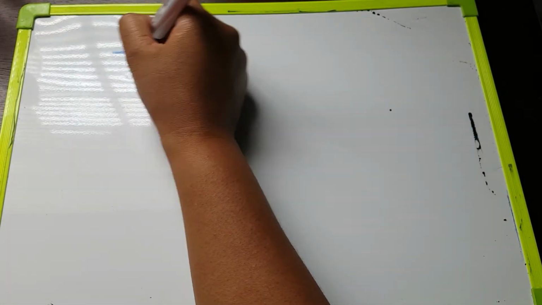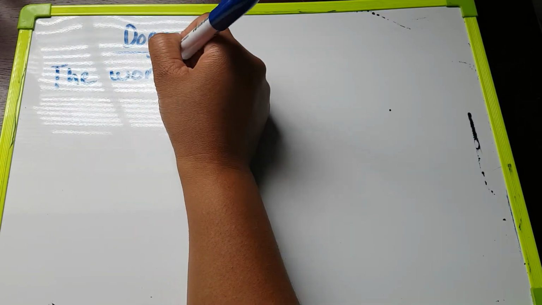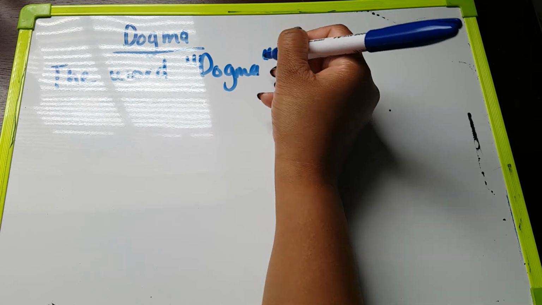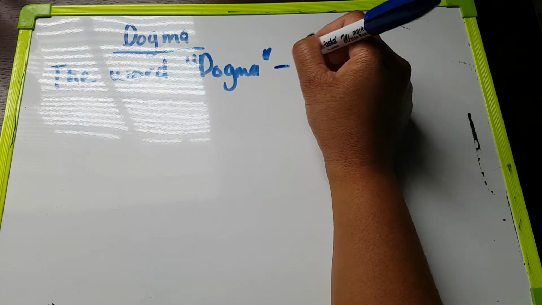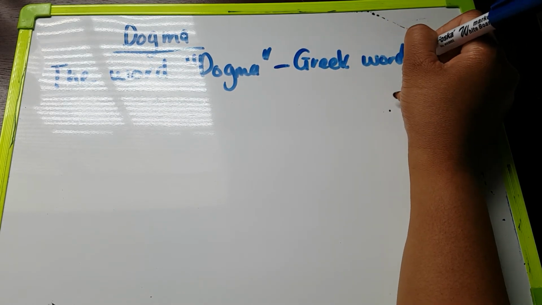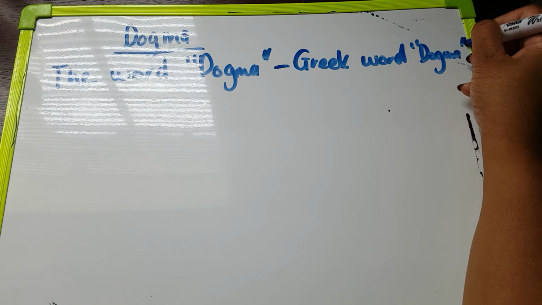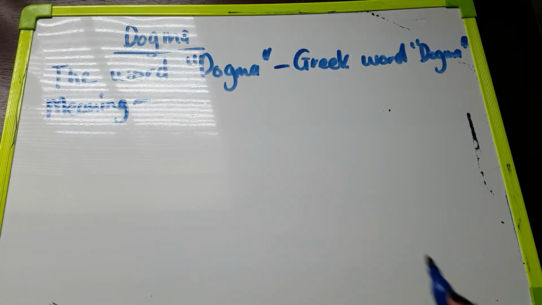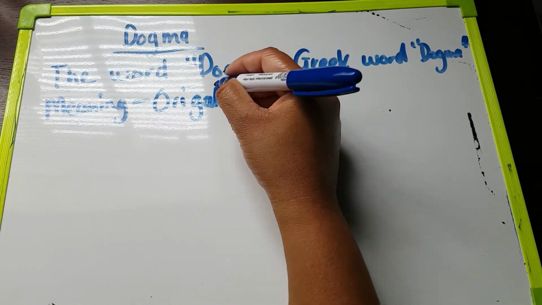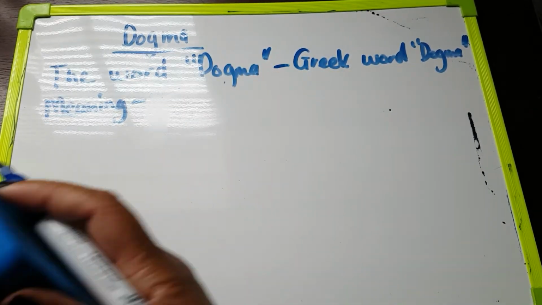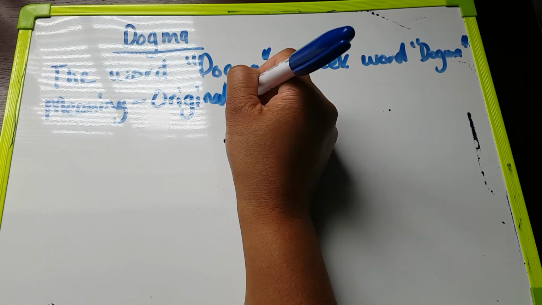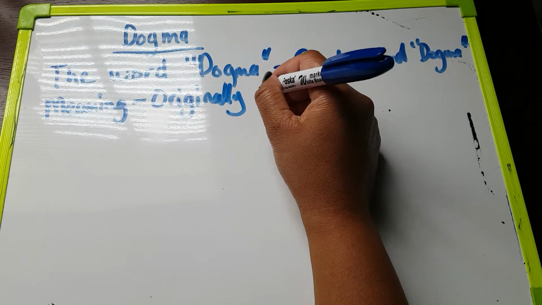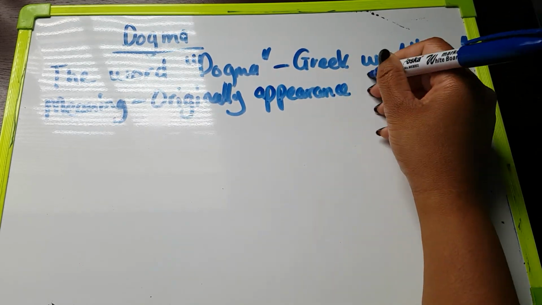Okay, lastly we have dogma. The word dogma comes from the Greek word dogma, and originally it meant appearance or opinion.